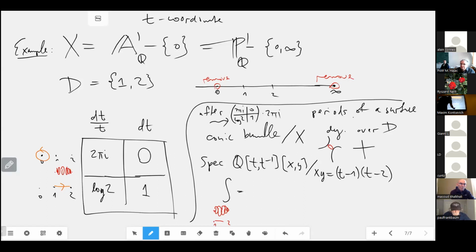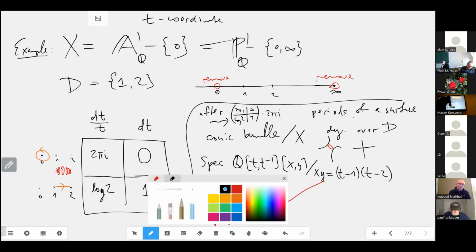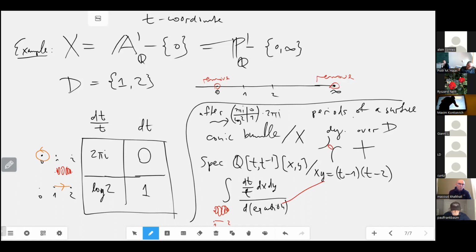I'm sorry, I have to write what I integrate. I integrate the form dt over t times dx times dy divided by d of this equation. And the integral is equal to 2 pi i log 2.